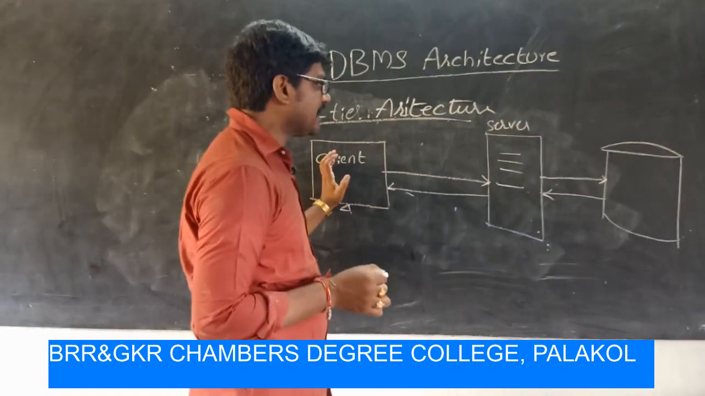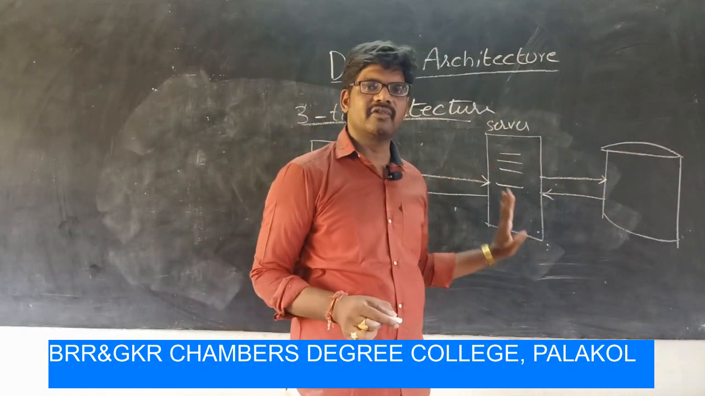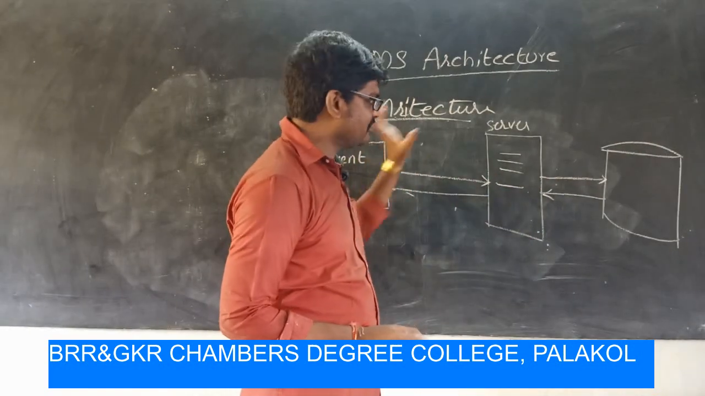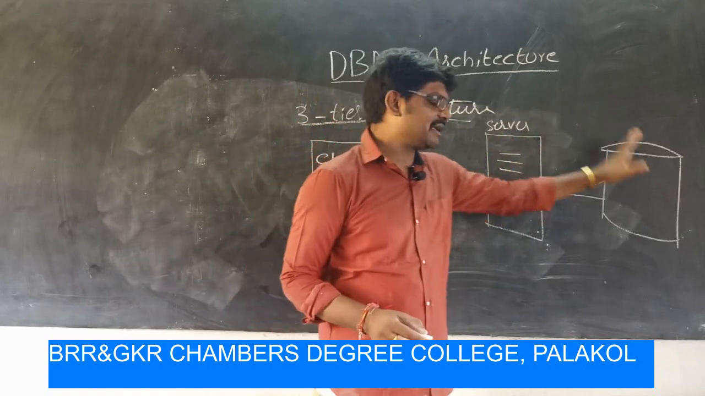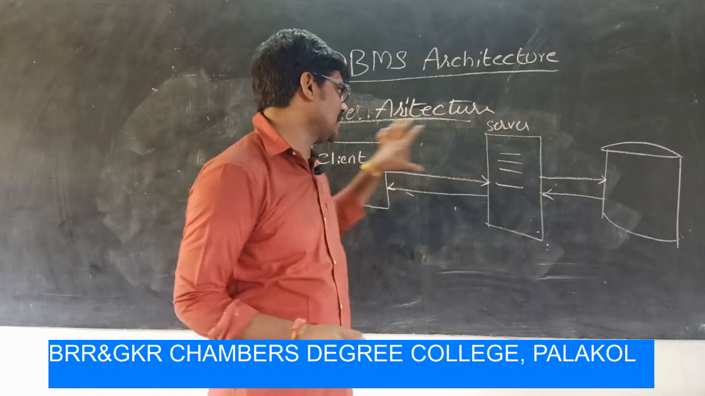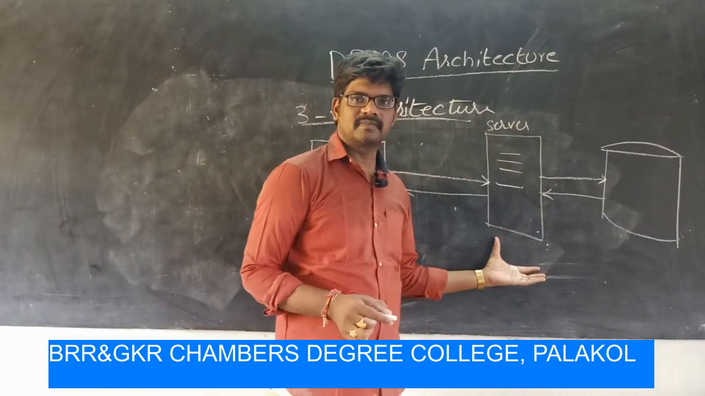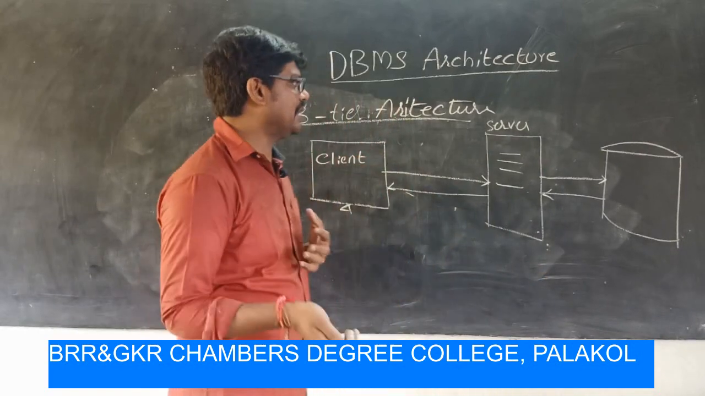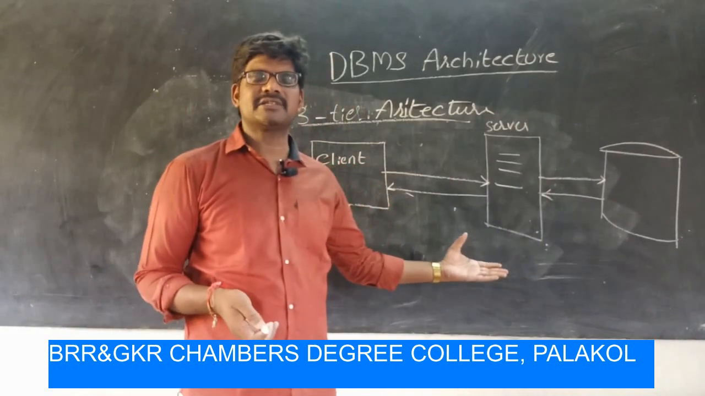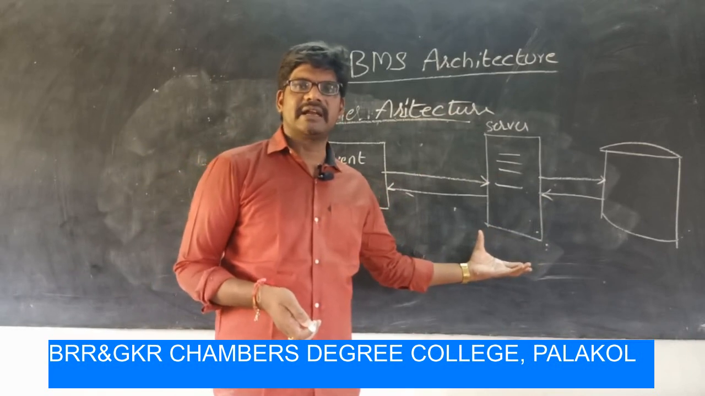So in between the client and the database, you have to maintain a server. That means all the requests sent by the client are received by the server and passed to the database, and the database processes all the requests and sends the result back to the client via the server. Here we are maintaining one server. In a multi-tier architecture, we have to maintain a number of servers. In a distributed environment, we maintain a number of servers to access the data within the database.